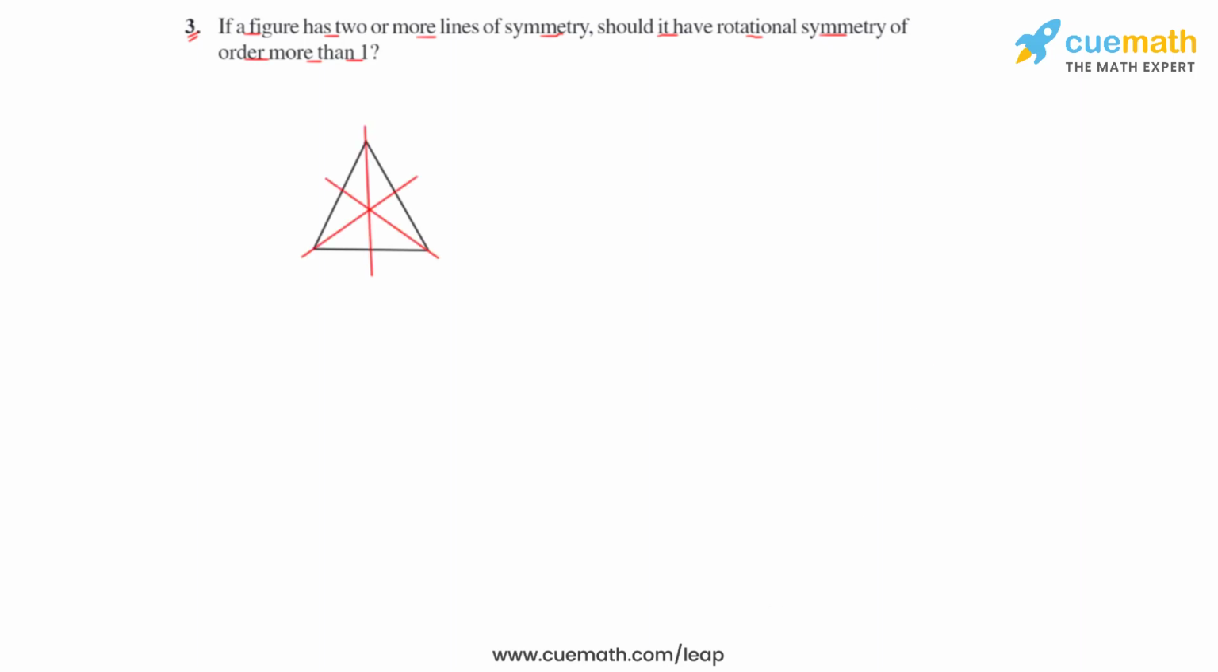As we see here, the lines of symmetry pass through the 3 vertices of the equilateral triangle, and each of these lines will divide the equilateral triangle into equal halves. Also, if the figure is folded about any of these lines, we'll see that both the equal halves will coincide. So for this figure, we can say that the number of lines of symmetry will be 3.